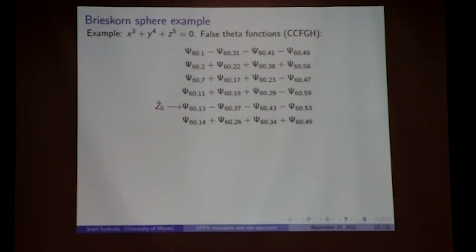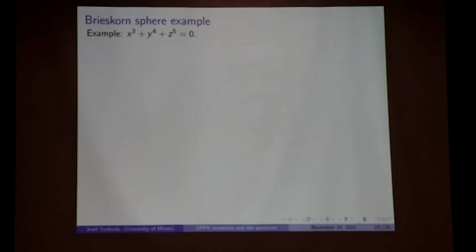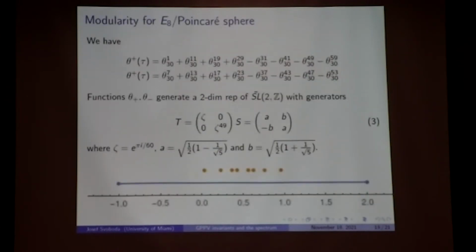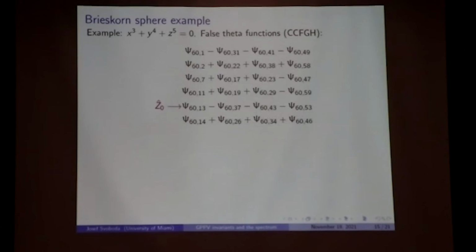Okay, so now I'm just writing the false theta functions, which are in the paper of Chen, Feigin, and others. In the previous example we had 2 of them, and now we have 6 of them, and I'm writing the false theta functions directly.